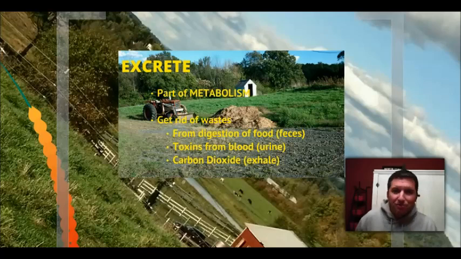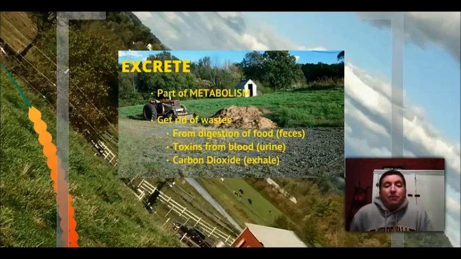So, a couple of things. First off, excretion is actually part of metabolism. It's included. We do this to get rid of waste. Wastes are bad for our body. So a couple of things. When we digest our food, all the food that you couldn't process goes into your feces.